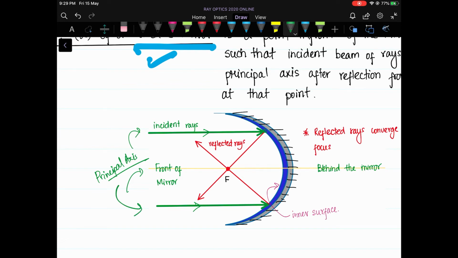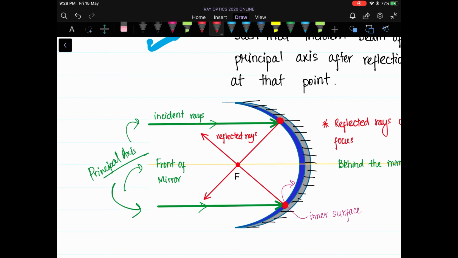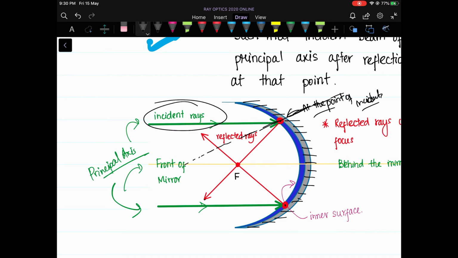When these rays strike these points, notice this is the point of incidence, this is the point of incidence, even this is the point of incidence. After striking the mirror, the rays are going to bounce back. Now again here also, even in spherical mirrors, I must draw a normal at the points of incidence. Right now I'm not drawing them, but that will be somewhere around here. I'll show you how this normal is drawn. But for the time being, this is the incident ray and this is our reflected ray.